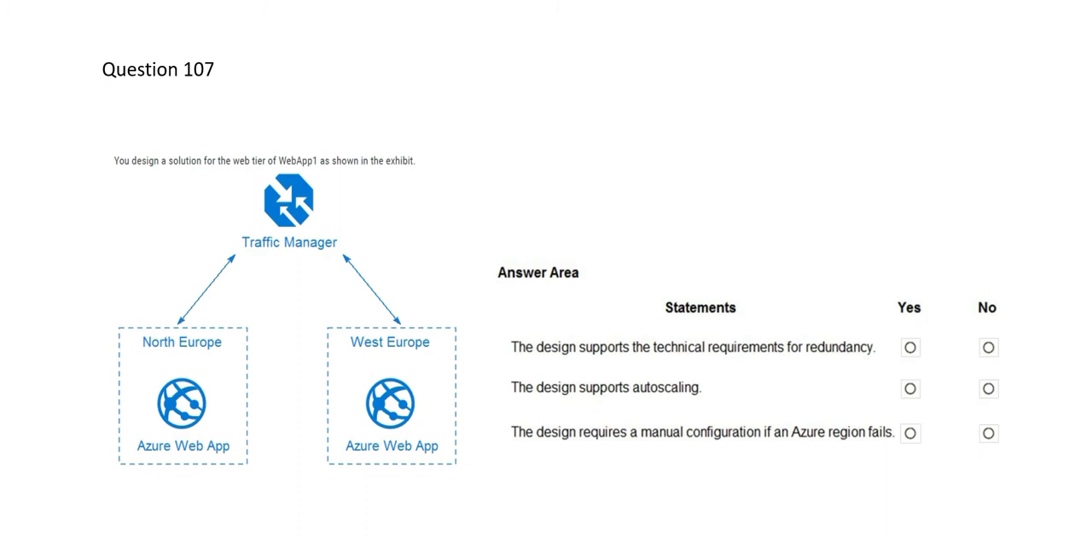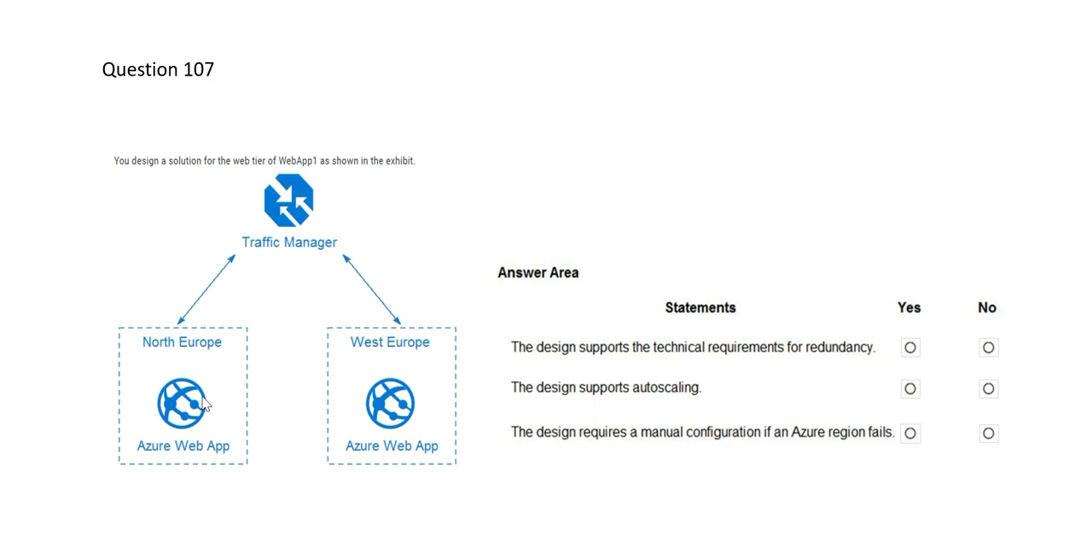Now this is the question. It's asking about this case study. So they have given two regions, North Europe and West Europe, and there is a Traffic Manager, and then they are saying that you design a solution for the web tier of the web app. This is a solution for the web tier of the web app, and then it is asking if the design supports the technical requirements for redundancy.